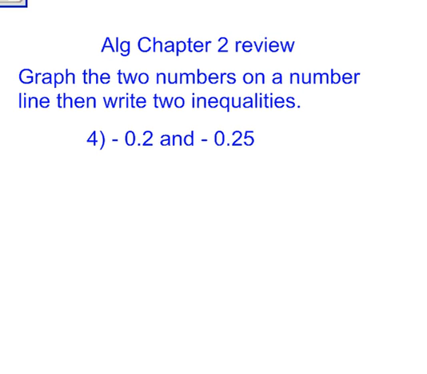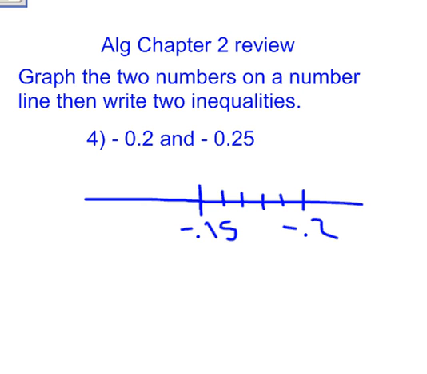Here's number 4, negative 0.2 and negative 0.25. So on my number line, here's negative 0.2. And then this would be negative 0.21, 0.22, 0.23, 0.24, and negative 0.25 would be right here. If I was going to plot these points, I'd put a spot there and one here.